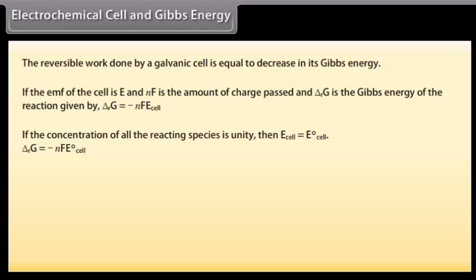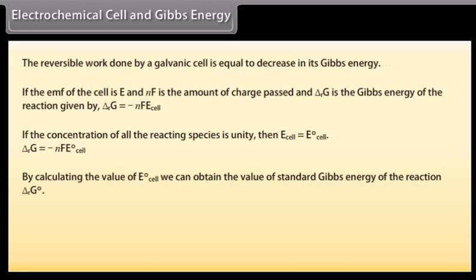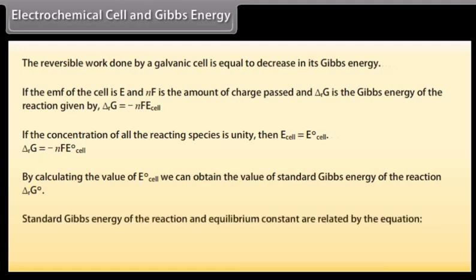Delta rG is equal to minus nF E naught cell. By calculating the value of E naught cell, we can obtain the value of the standard Gibbs energy of the reaction, delta rG naught. The standard Gibbs energy of the reaction and the equilibrium constant are related by the equation delta rG naught is equal to minus RT natural log K.